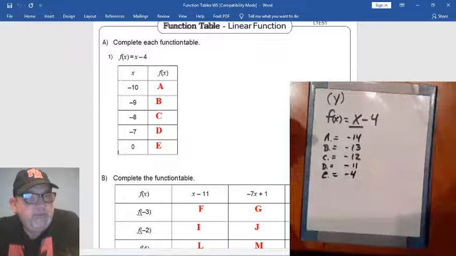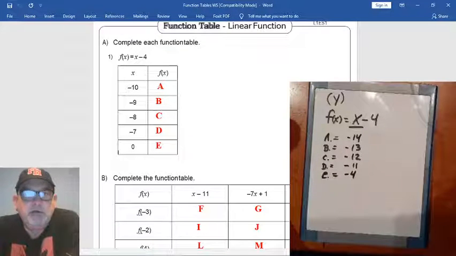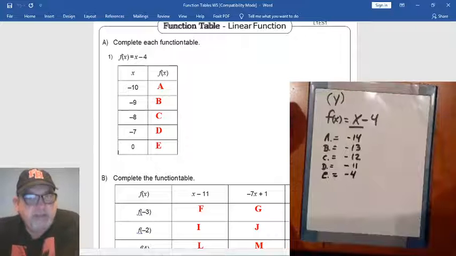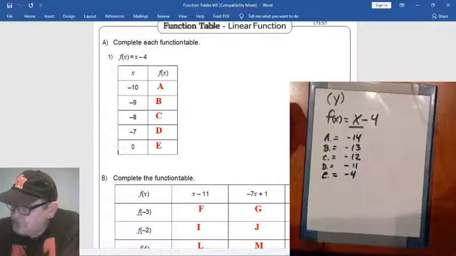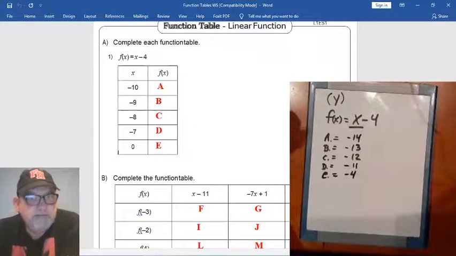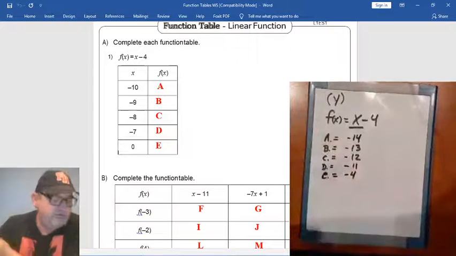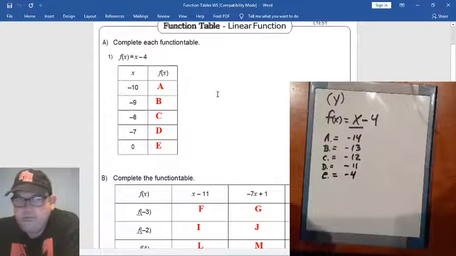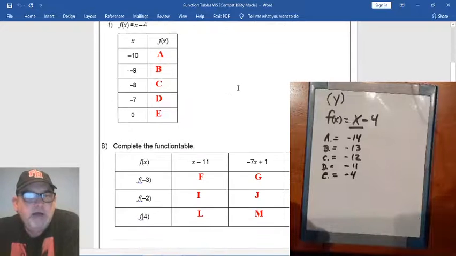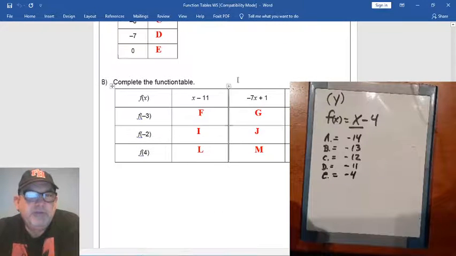So the only thing you have to be careful on with this is making sure you subtract positive and negative numbers correctly. Hopefully by now it's getting easier. And for some of you, it's no problem at all. So there we go for the first 5. Let's move down to this function table here.